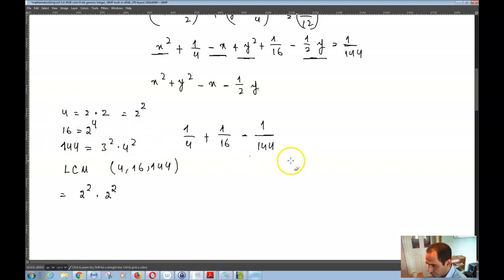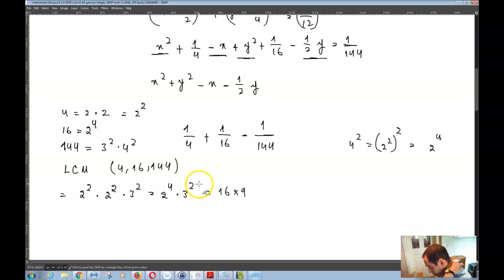And of course, you know that 4 raised to the power 2 is the same thing as 2 raised to the power 2 raised to the power 2, which is equal to 2 raised to the power 4. So what that means is that 2 raised to the power 4 is already taken care of here. So this part is taken care of. So the only thing that you need is 3 squared. So you have 2 raised to the power 4 times 3 raised to the power 2, which is equal to 16 times 9.